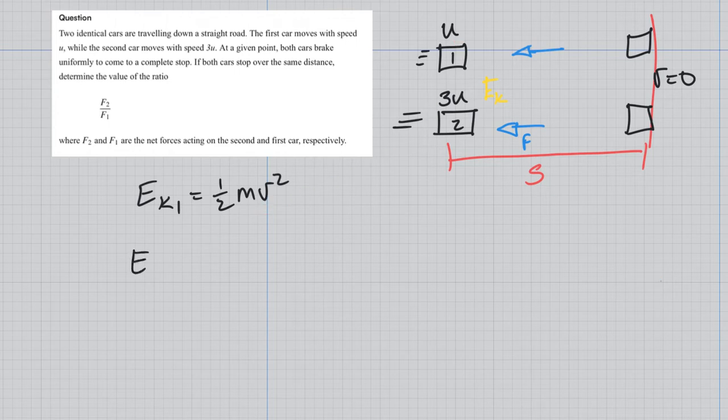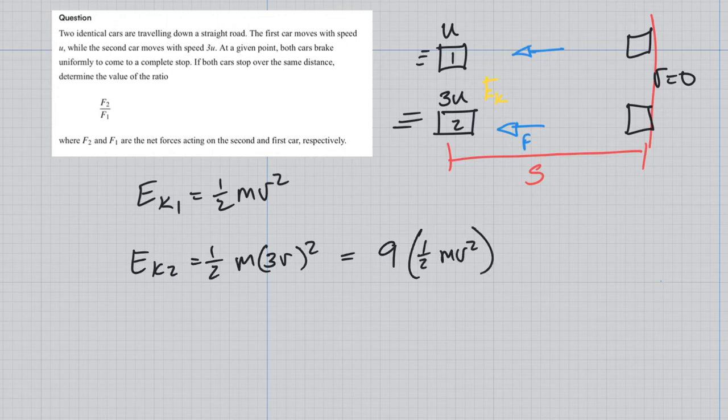For kinetic energy of 2, that's going to be 1/2 m (3v) squared, which is going to be 9, because we square that 3, 1/2 mv squared. So the kinetic energy of car 2 is 9 times as great as the kinetic energy of car 1 because it's going 3 times as fast. And so we have to square that 3, and that's how we get the 9.